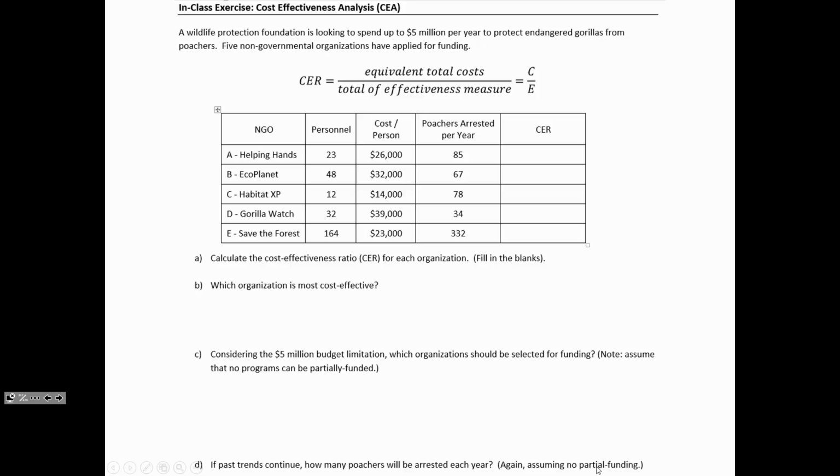So for step A, calculate the CER for each of the alternatives based on the total costs, and then rank them in terms of who's the most effective to the least effective, and then apply the budget limit of $5 million to decide, if no partial funding is allowed, who should be funded.